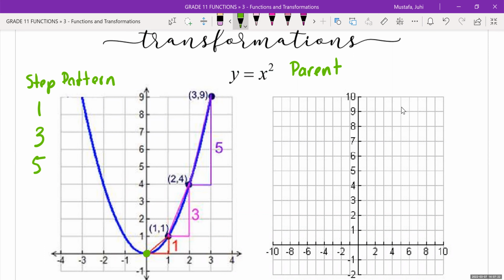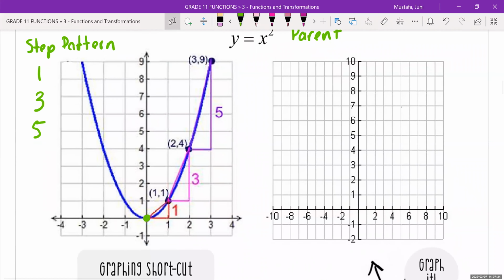So let's try to graph y is equal to x squared ourselves, because we need to practice. We're going to start at (0, 0), which is the original vertex for the parent function. We go 1 to the right, up 1. Then 1 to the right, up 3. And then 1 to the right, up 5. So 1, 3, 5. You're going to do the same thing on the left-hand side.